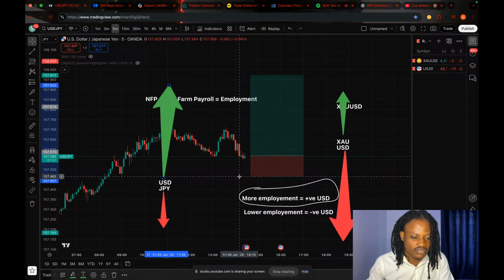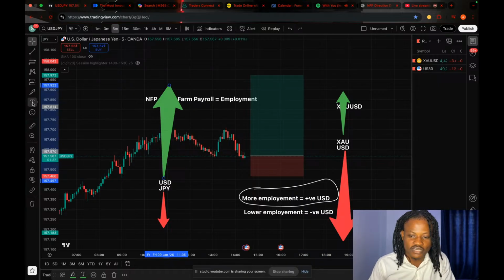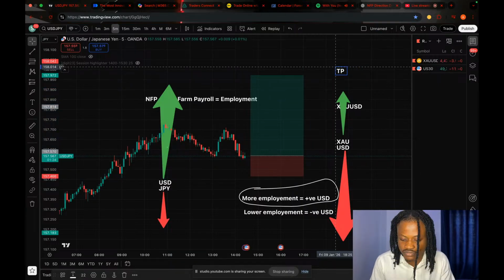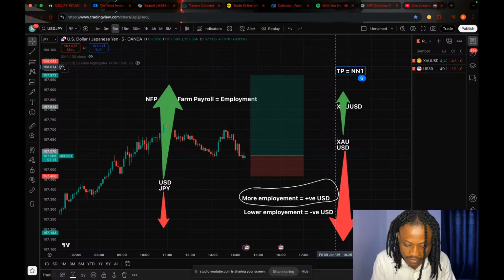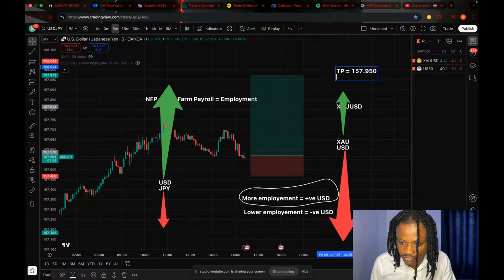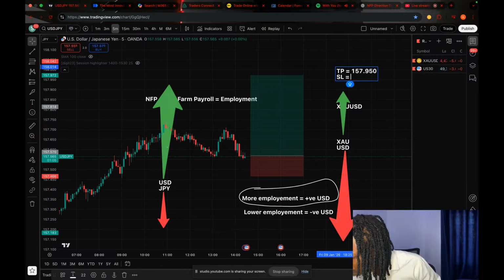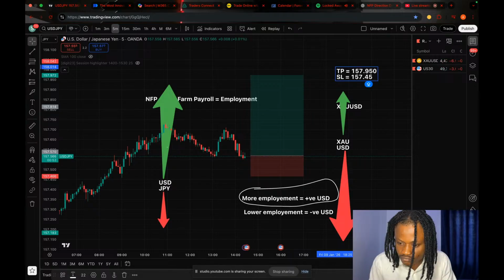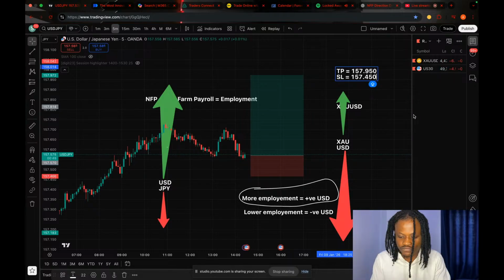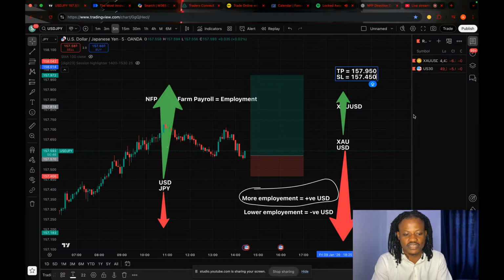I've entered my buy. So let me show you my stop loss. I use TP equal to 157.950, then SL equal to 157.450. Okay. So once you do that, you wait. Let's wait for the news to come out.